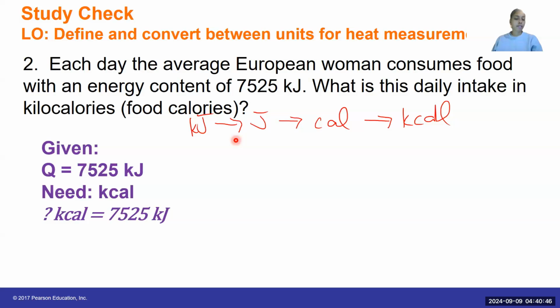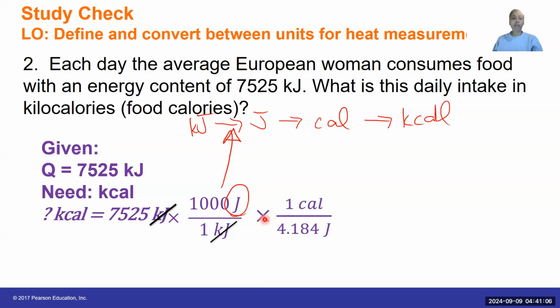I was given 7,525 kilojoules. Now, my first conversion is going to be kilojoules to joules. And that is that first step that we see here, right? My kilojoules cancel out. And now I want to go from joules to calories. Well, how do I do that? I use that 1 calorie per 4.184 joules. Notice that I put the calories on top and the joules on the bottom so that my joules cancel out and I'm left with calories.